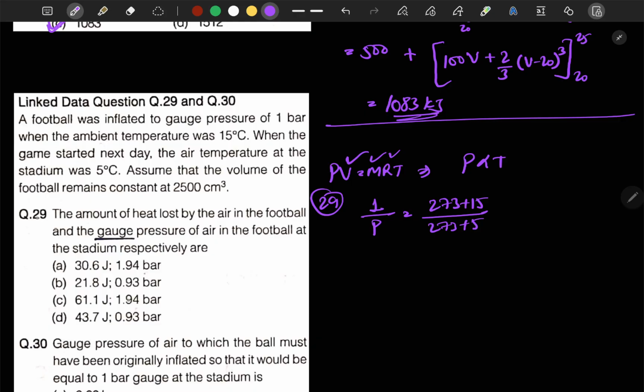So 278 divided by 288. Okay, so we get from here pressure is equal to 0.965 bar.